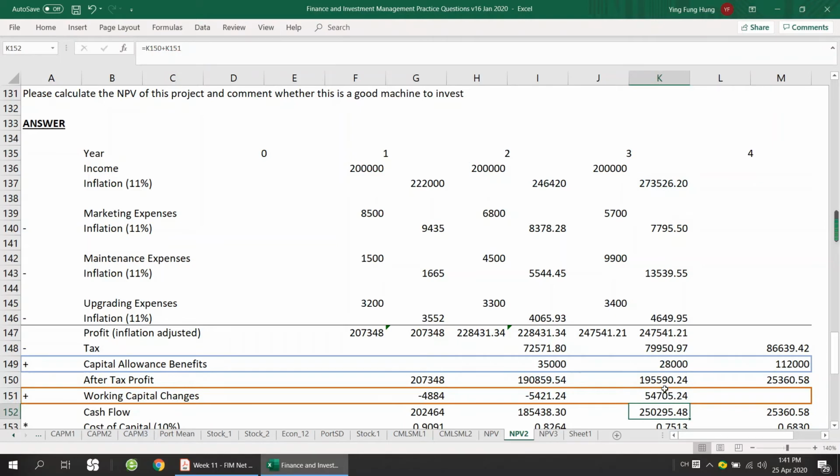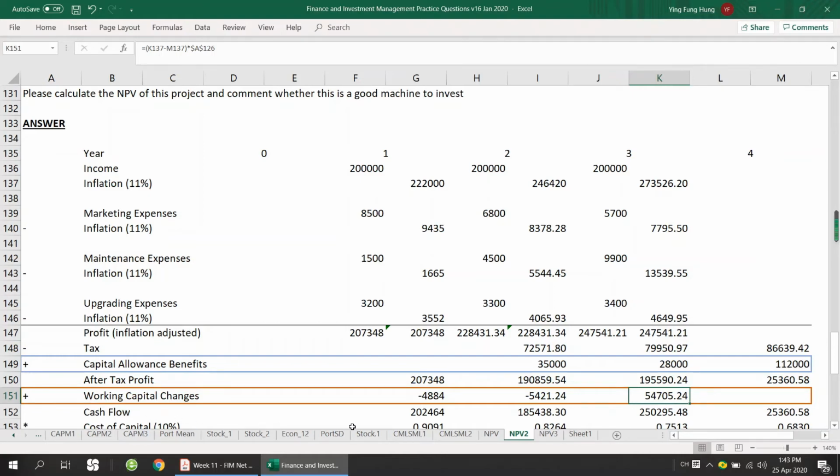Then this will give us a positive figure of 54.70524 thousand. Now this is a positive figure because we are not preparing any money for year 4's sales, and after selling all of the inventory, we can get our working capital back. That's why this is a positive figure. And then the next step is to calculate the cash flow.